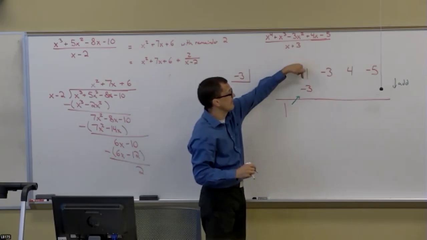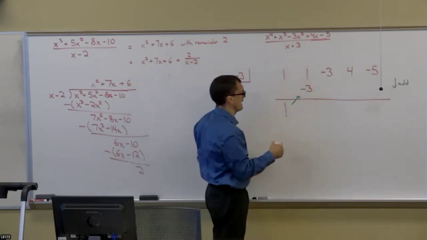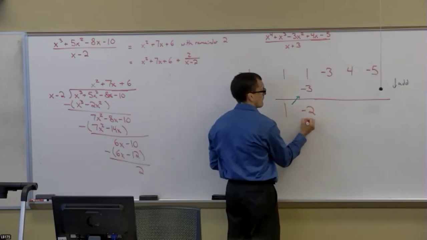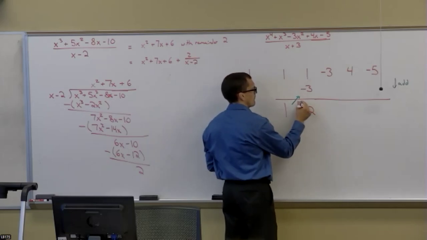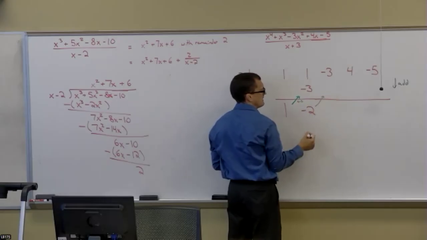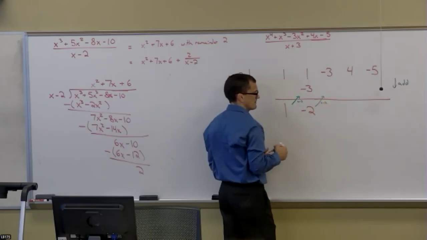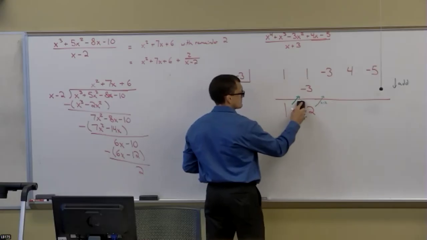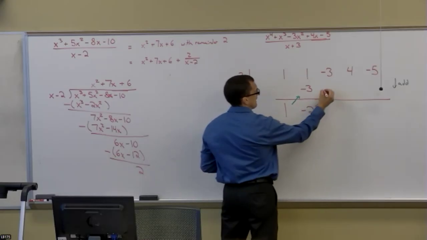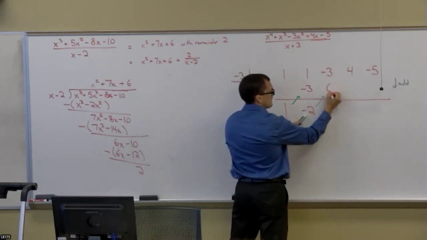Then I'm going to move down again. 1 plus -3 gives me a -2. I'm going to take that -2 and again multiply it times a -3. I'll write that as. When I do that, -3 times -2 gives me a +6.